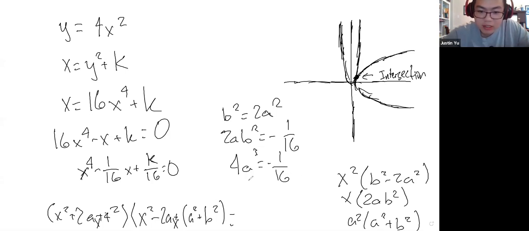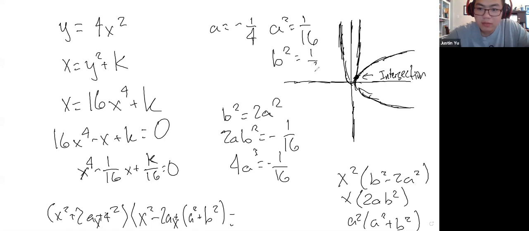So now can anybody tell me what a is equal to? I got -1/4? Yep, that's exactly what it is. We just solved this equation by dividing by 4, taking the cube root. And we can plug it in. So we know that a squared is 1/16. So b squared, which is 2a squared, is 1/8.